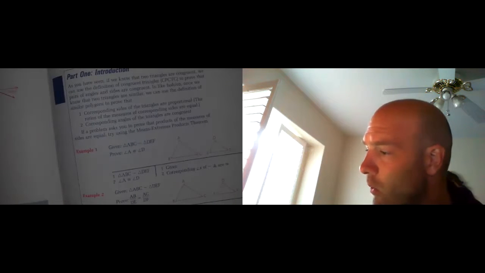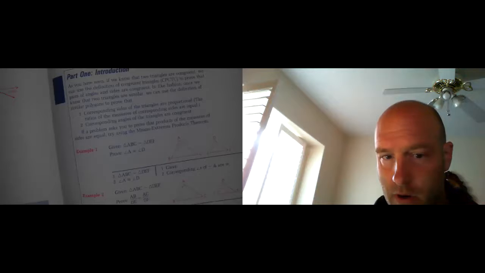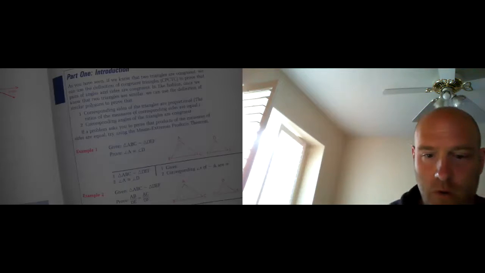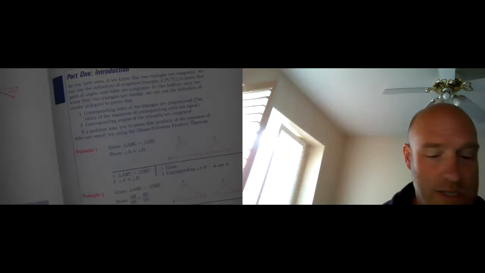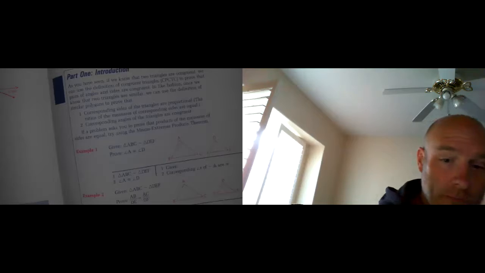So this section was all about proving triangles similar, and the next one was about taking it one step further. Once the triangles were similar, then saying that their corresponding lengths are proportional or sides are congruent.